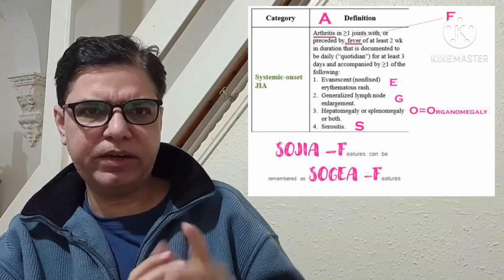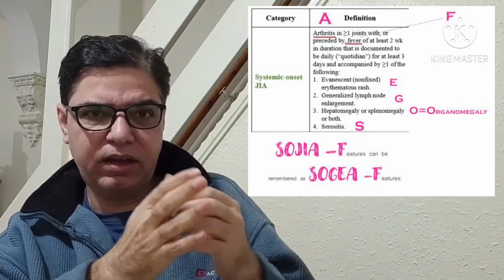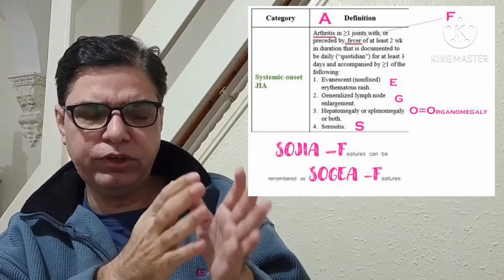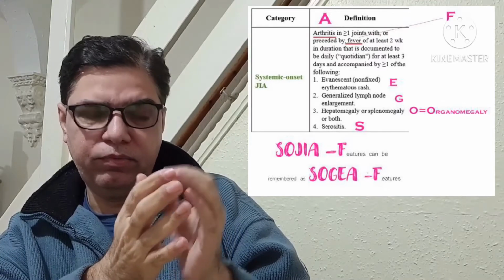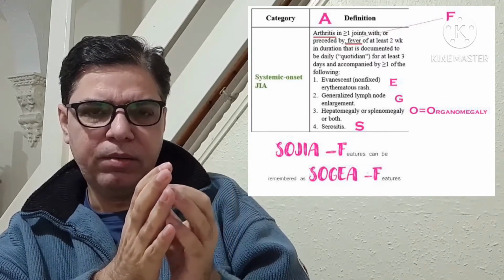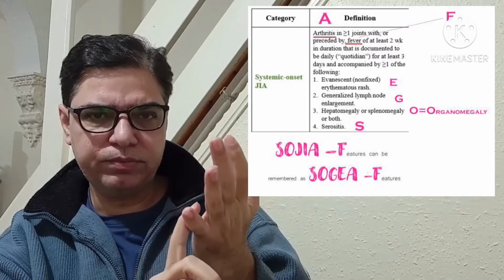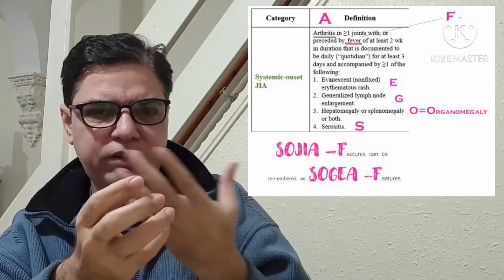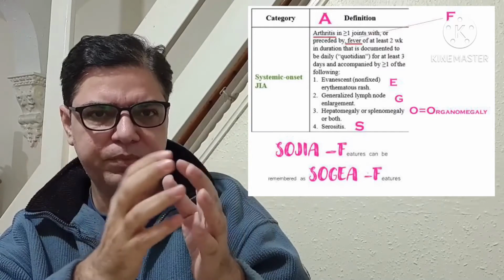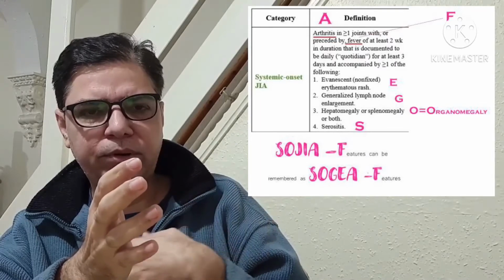Then the third category is what we call systemic onset juvenile idiopathic arthritis. Now again, by definition, it is arthritis in more than 1 joint, which is usually preceded by high temperature, fever for at least 2-week duration. That has to be documented. It has to be a daily temperature for at least 3 days, and it should be accompanied by at least one of the following criteria. That is, there should be an erythematous rash, Salmon pink rash. There should be lymph node enlargement, usually cervical lymph node enlargement, but there could be lymph node enlargement anywhere. Hepatosplenomegaly, or just hepatomegaly or splenomegaly, and some form of serositis like pleuritis or pericarditis.